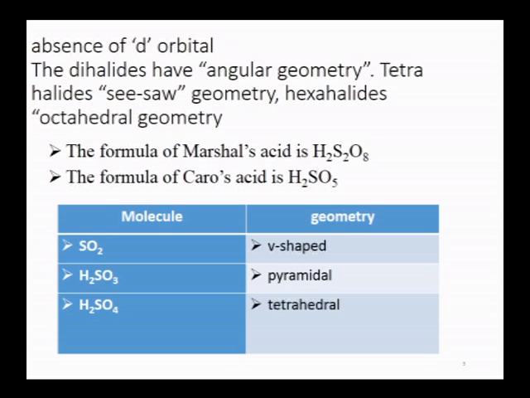The dihalides have angular geometry, tetrahalides have seesaw geometry, hexahalides have octahedral geometry. The formula of Marshall's acid is H2S2O8. It is also called peroxydisulphuric acid. The formula of Caro's acid is H2SO5, which is peroxymonosulphuric acid. Regarding molecular geometry, SO2 is V-shaped, called angular, H2SO3 pyramidal shape, H2SO4 tetrahedral shape.